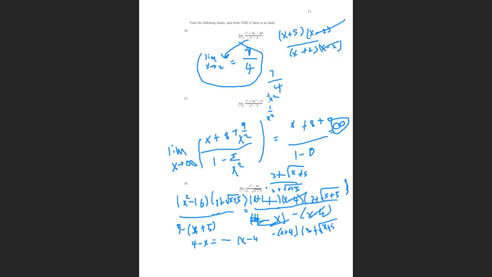And remember, I didn't forget about that negative, 3 plus square root of x plus 5. Then all you're going to have is, we plug in 4, so it's going to be minus 8 times 6, which is going to give you minus 48. And that's your answer.